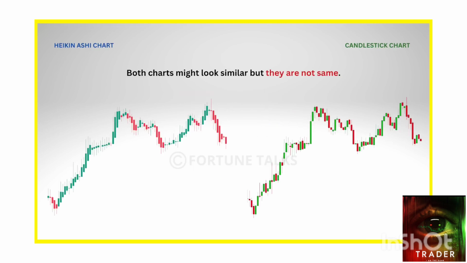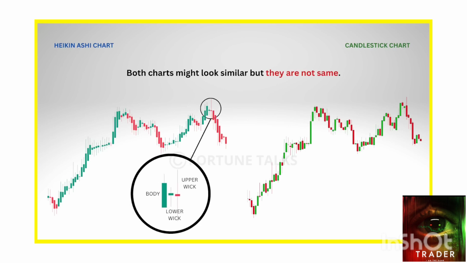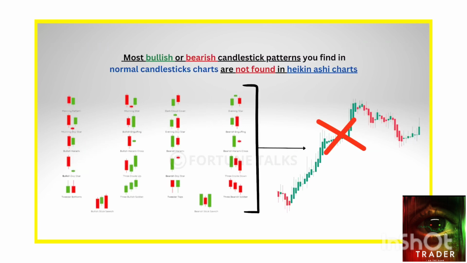So if you are new to the market, the Heikin-Ashi chart will look similar to the traditional Japanese candlestick charts, but it's not the same. Each Heikin-Ashi candlestick has a body and an upper or lower shadow or wick. But trust me, there is a big difference between the two types of candlestick charts. You can't just use Heikin-Ashi candlesticks like normal candlesticks. Most bullish or bearish candlestick patterns that you find in normal candlesticks are sometimes not found in Heikin-Ashi. We will discuss why this will happen in a short while.